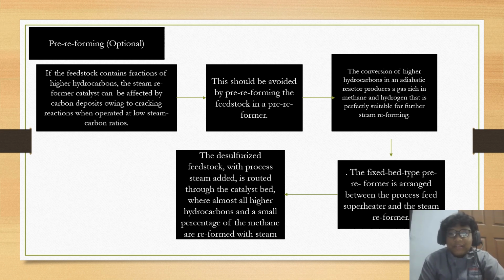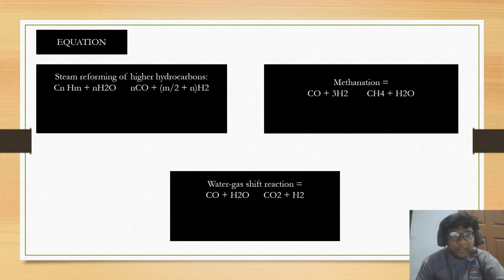The fixed bed type pre-reformer is arranged between the process feed superheater and the steam reformer. The desulfurized feedstock with process steam added is routed through the catalyst bed, where almost all higher hydrocarbons and a small percentage of the methane are reformed with steam. So the equations: steam reforming of hydrocarbons, CnHm + nH2O → nCO + (n + m/2)H2. Methanation: CO + 3H2 → CH4 + H2O. And water gas shift reaction: CO + H2O → CO2 + H2.